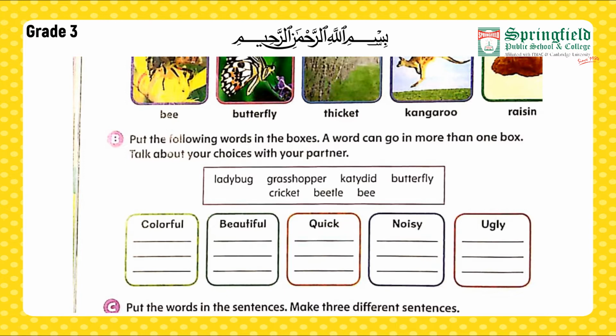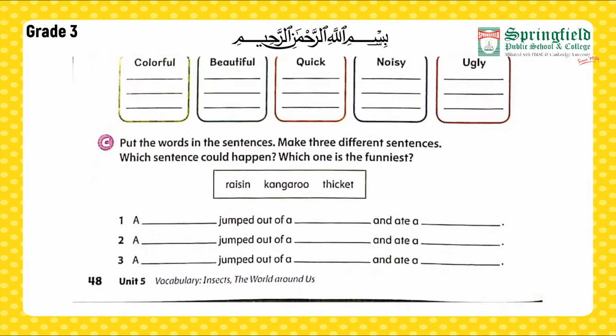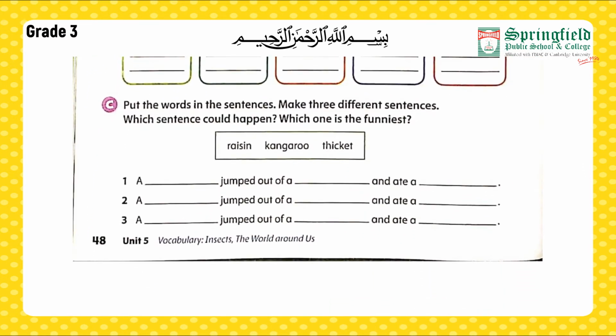So students, now moving towards our part C. Put the words in the sentences. Make 3 different sentences. Which sentence could happen? Which one is the funniest? So here we have been given 3 words that are raisin, kangaroo, thicket. Now below we have been given some sentences. We have to complete the statements and decide which sentence could happen in real life.